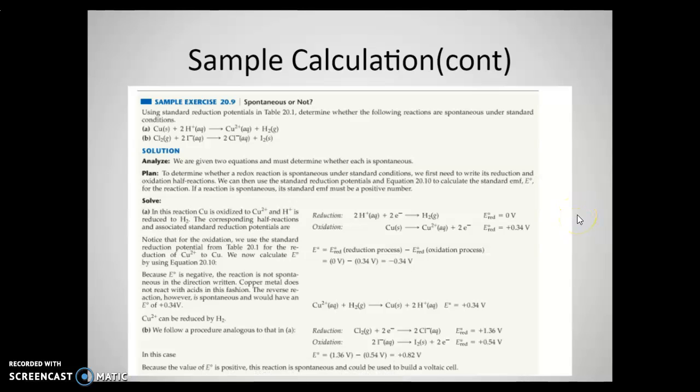So the reduction is positive 1.36 volts. The oxidation is positive 0.54 volts. So the reduction minus the oxidation, or the cathode minus the anode, gives you 1.36 minus 0.54, so it's positive 0.82 volts. So that reaction is spontaneous and it will happen.